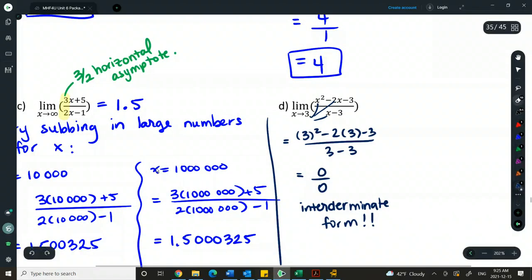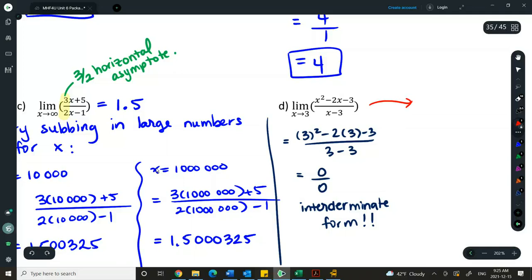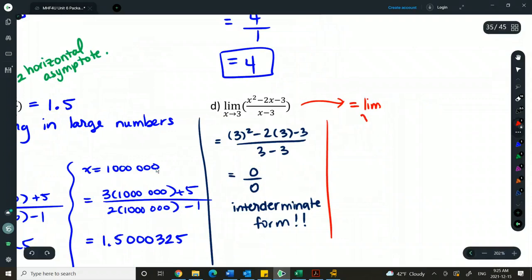Does anyone have any ideas as to how I could simplify this expression before we try substitution again? How could I simplify something like this? Sarwa? Yes, I could try to factor. So instead of subbing in, we're going to keep going with the limit as x approaches 3. And we're going to factor. So we need two things that multiply to negative 3 and add to negative 2 for the factoring on the top.